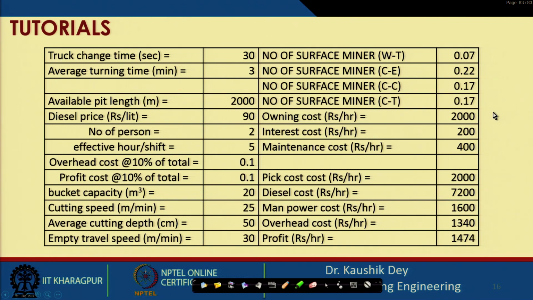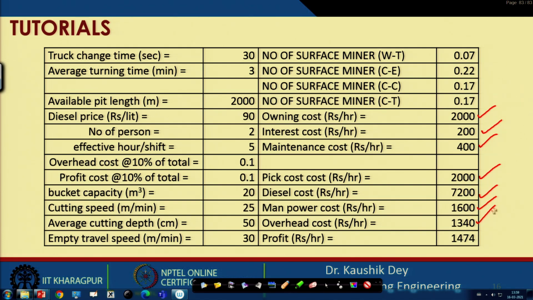So, considering that, we are finding that owning cost is 2000 rupees, interest maintenance cost, peak cost rupees 2000, diesel cost this one, manpower cost this, overhead profit. So, altogether the total cost is coming close by adding up all this, and this is the total cost.